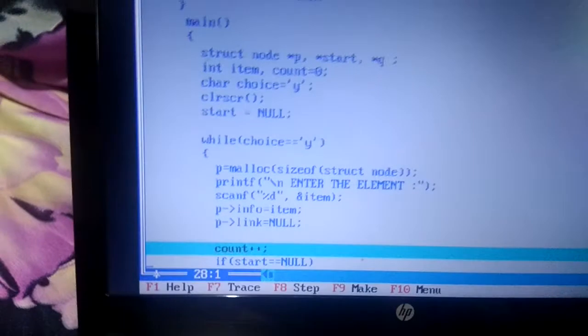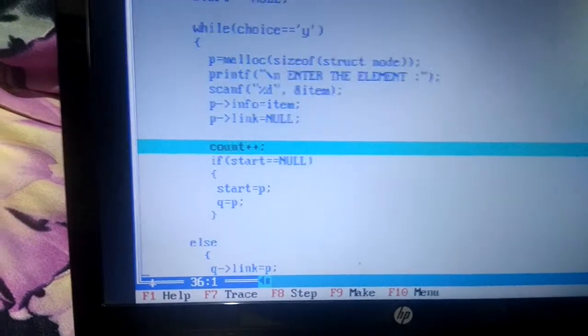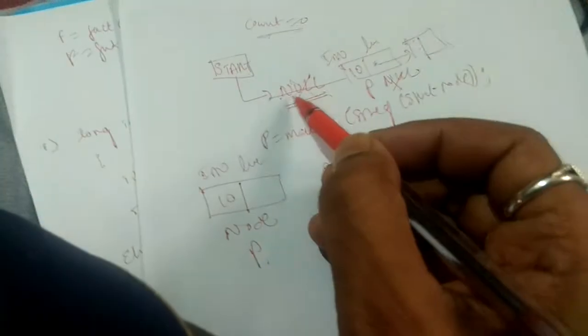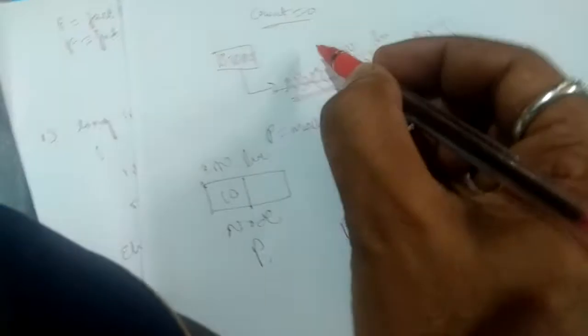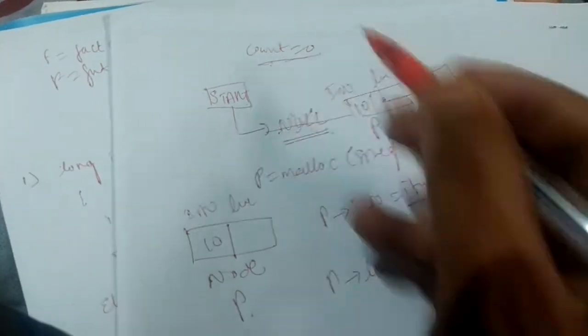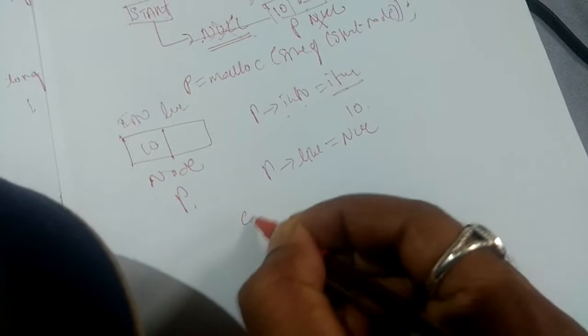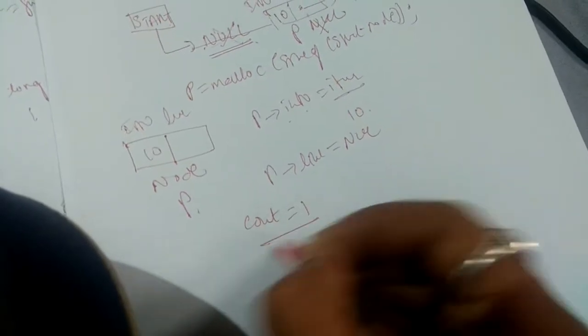Come back to the counting tracing part. Initially the count value is what? 0. Now count plus plus means one node is created. See, initially no nodes are created. The count value is what? 0. Now how many count? 0 plus 1? 1. One node is created. So count is equal to 1.